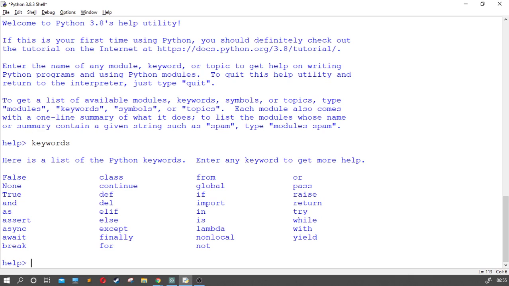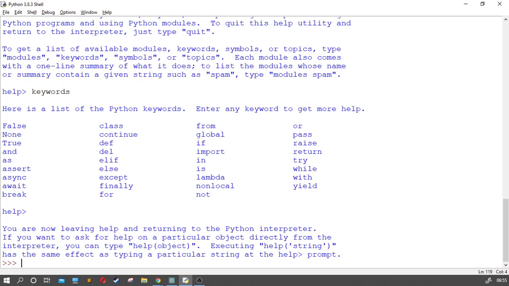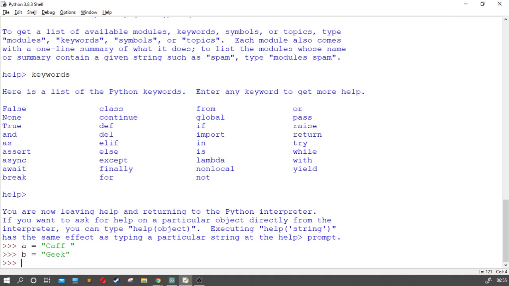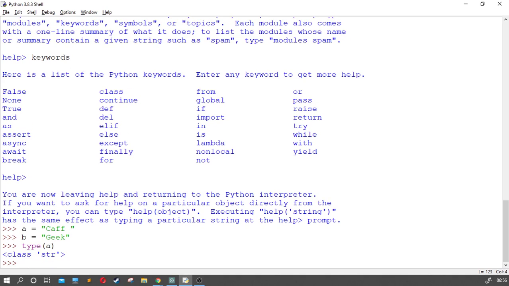Let's move ahead and talk about a string as well, which we discussed as a data type. Let's say a is equal to "calf " with a space, and b is equal to "geek". As you can see, I'm using double quotes over here, because it's a string. If I go with type of a, what is a? A is a string. str is the short form of string. Now we go with a plus b.